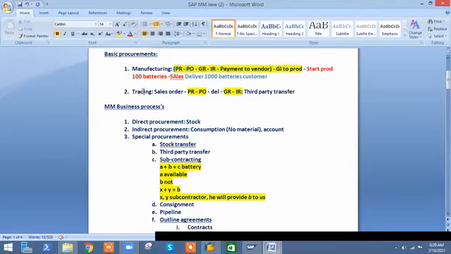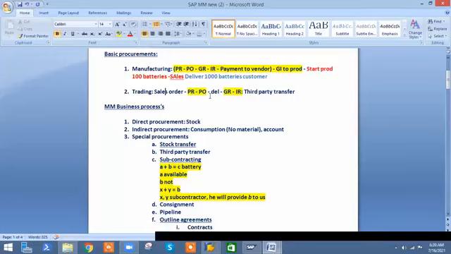Okay, coming to the trading business. In the trading business, what will happen? There is no manufacturing. Suppose I have a store where I sell all kinds of laptops, but I am not the original manufacturer of the laptop. It's a trading business, like a third party.